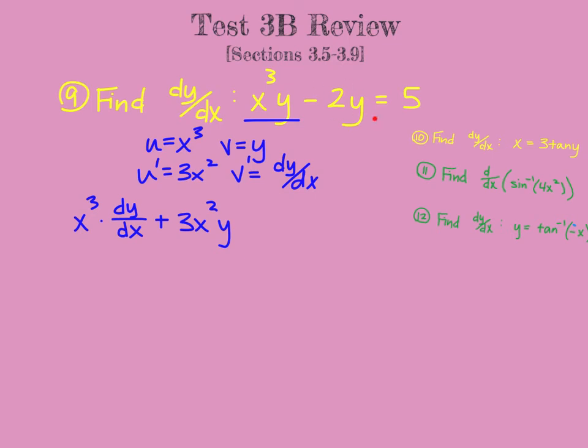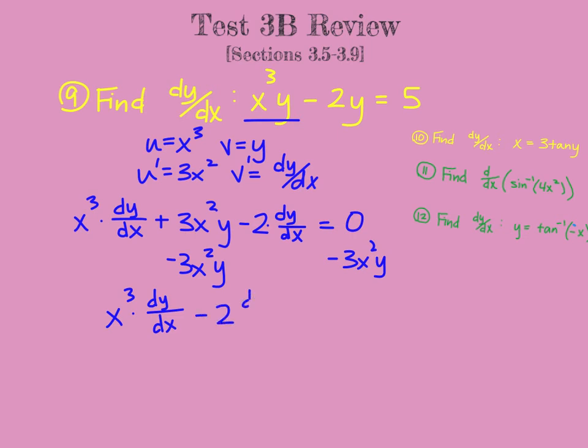Then we need to take the derivative of the next term with respect to x, so it's minus 2 times dy/dx equals the derivative of 5 with respect to x, which is 0 because 5 is a constant. We want to solve for dy/dx, so we're going to subtract the 3x squared y from both sides since it doesn't have a dy/dx in it. So we're left with x cubed times dy/dx minus 2 times dy/dx equals negative 3x squared y.